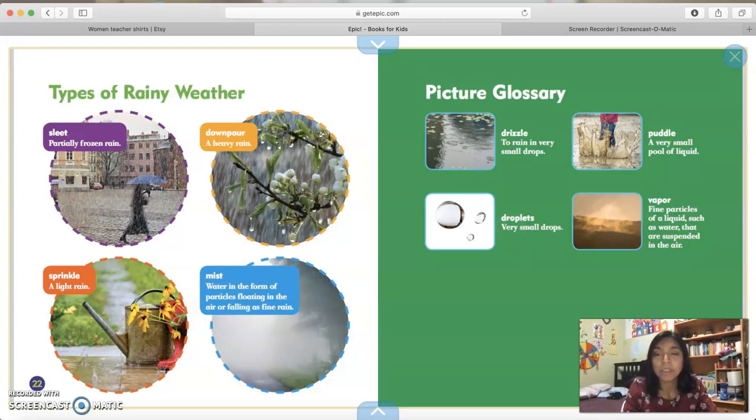Well, for right now. Hopefully we'll have another read aloud for later. But yes, this is on rain. And we're going to continue to talk about water.